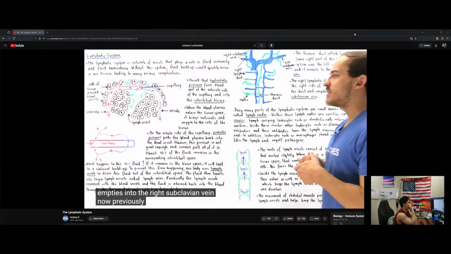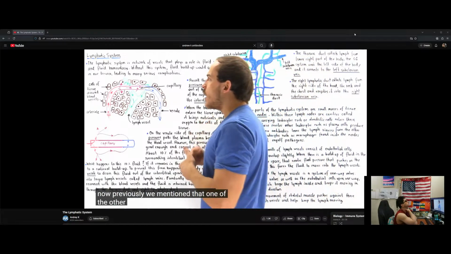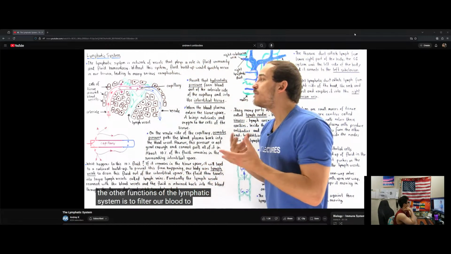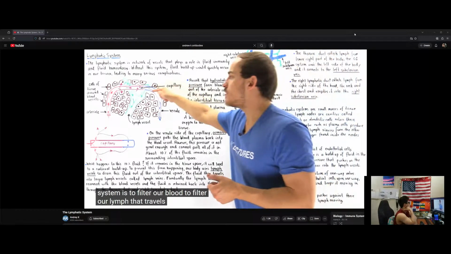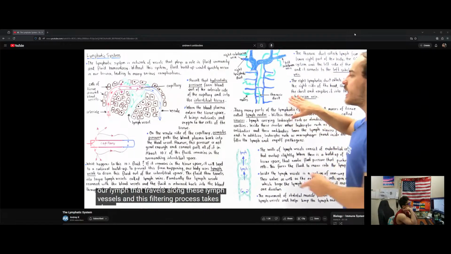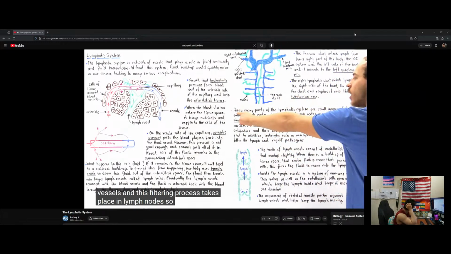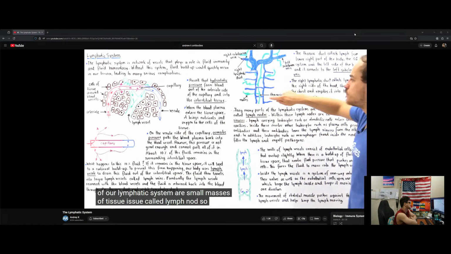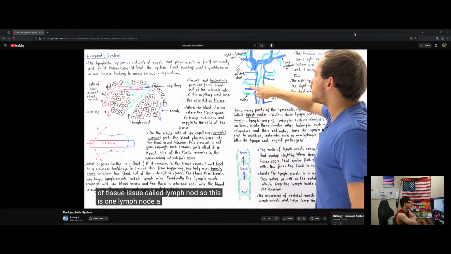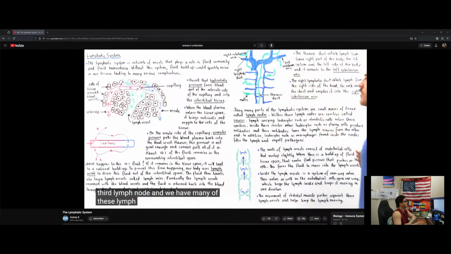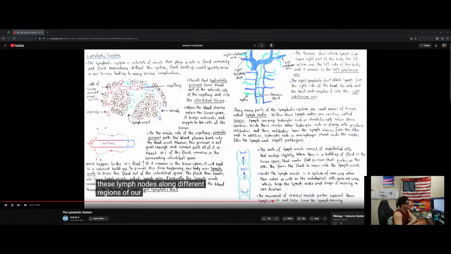Now, previously, we mentioned that one of the other functions of the lymphatic system is to filter our lymph that travels along these lymph vessels. And this filtering process takes place in lymph nodes. So along many parts of our lymphatic system are small masses of tissue called lymph nodes. So this is one lymph node, a second lymph node, a third lymph node, and we have many of these lymph nodes along different regions of our body.